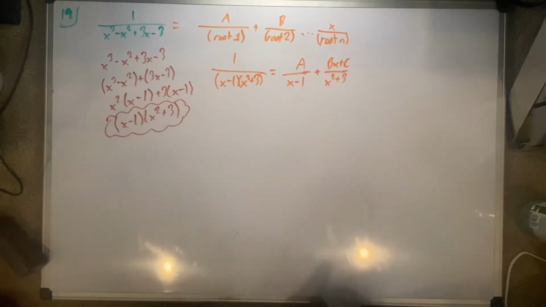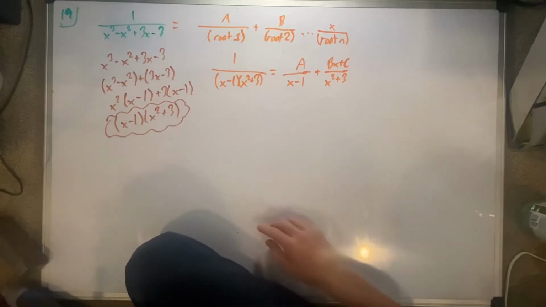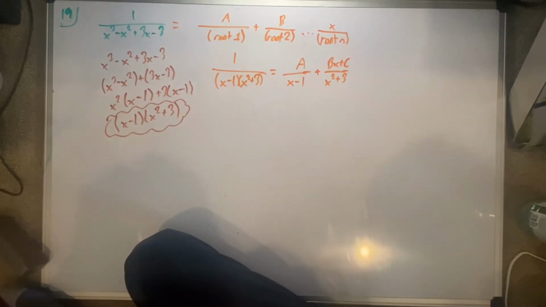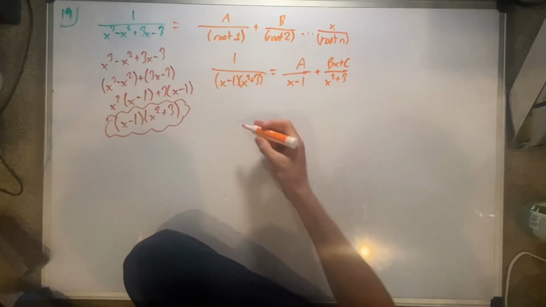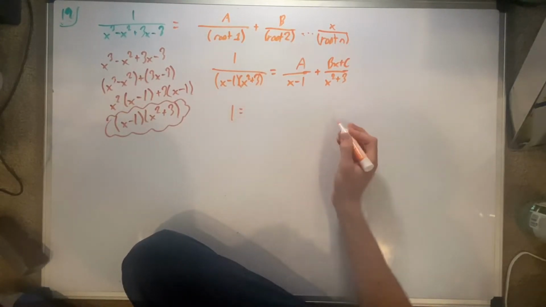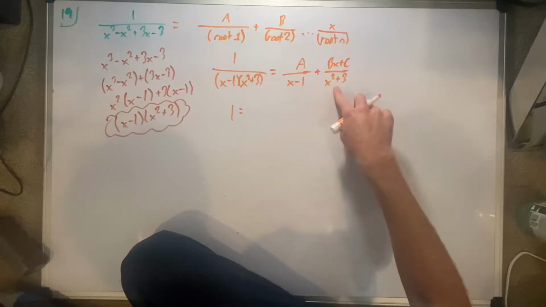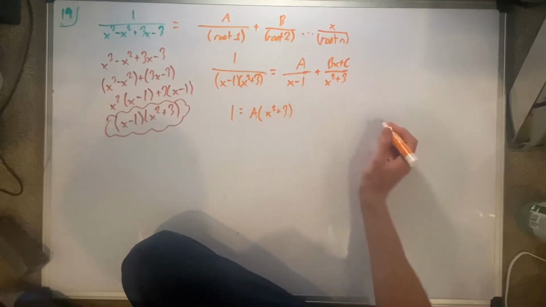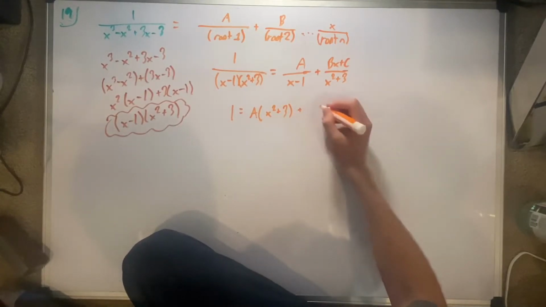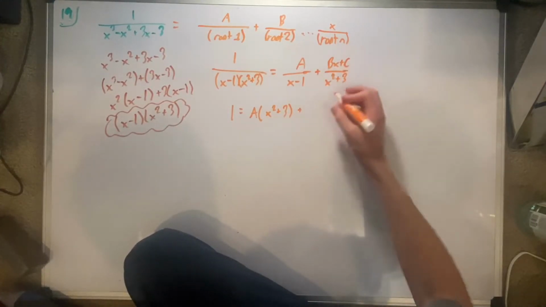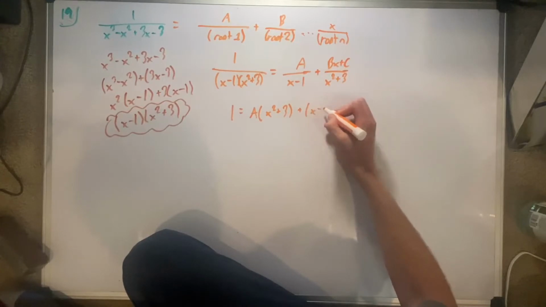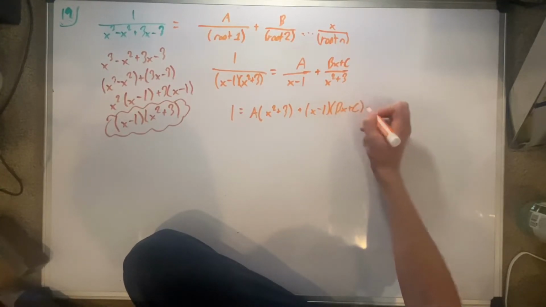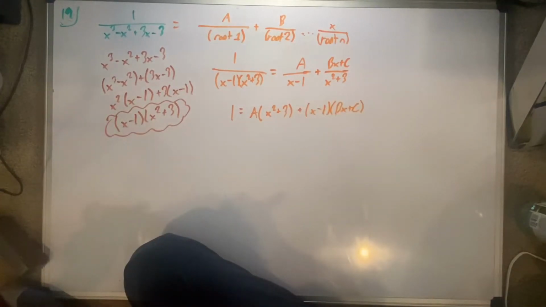So now what we'll do is multiply everything by x minus 1 and x squared plus 3, because then that will get everything out of the fractions. So we'll go 1 is equal to, the x minus 1's cancel here, so it'll just be a times x squared plus 3, and then we'll have plus x minus 1 times bx plus c, since the x squared plus 3 will cancel out.